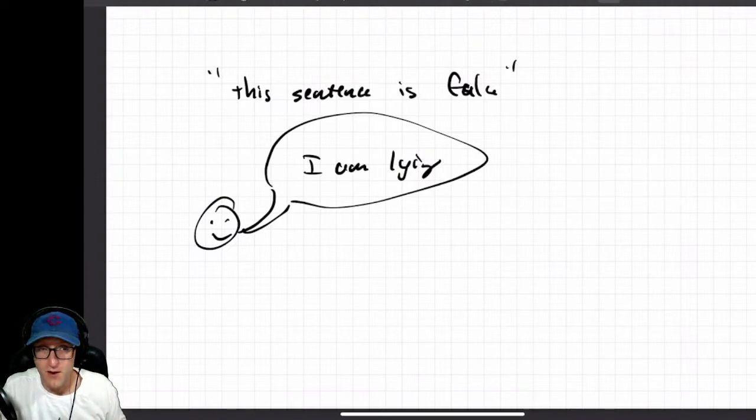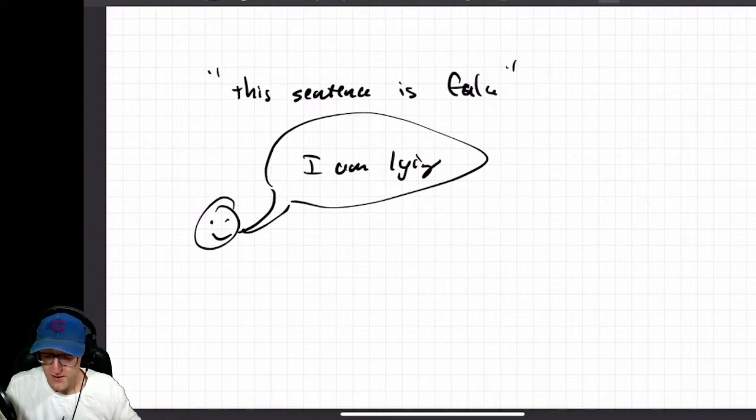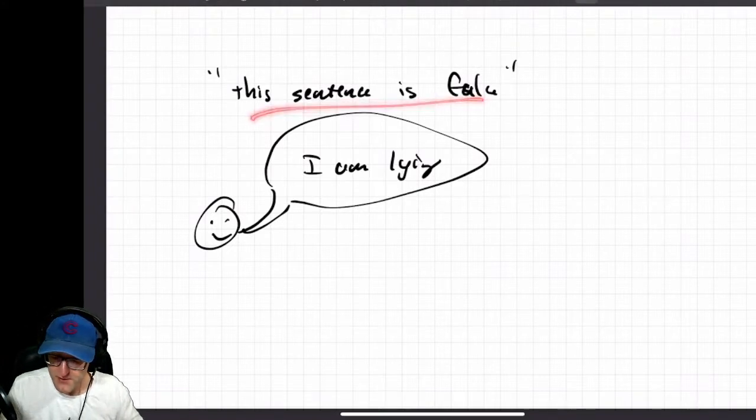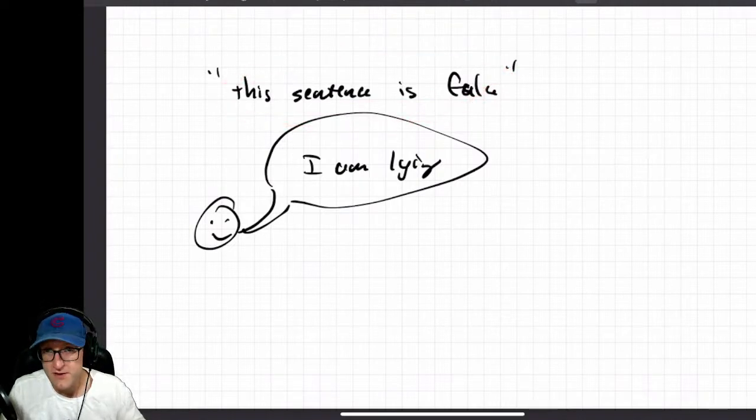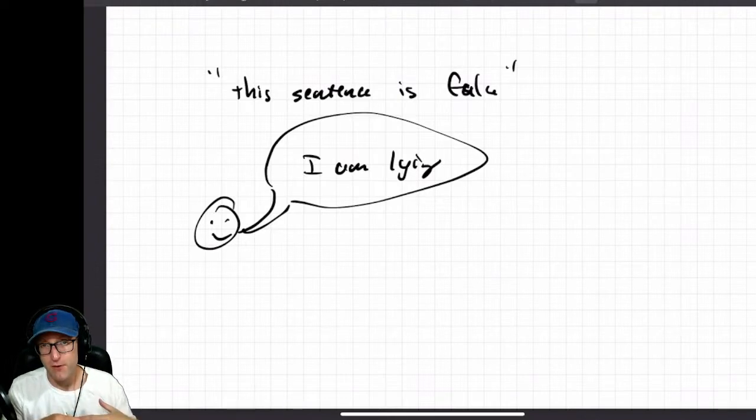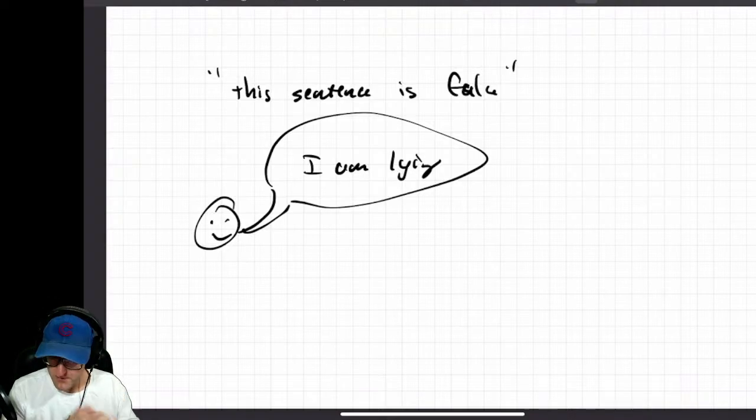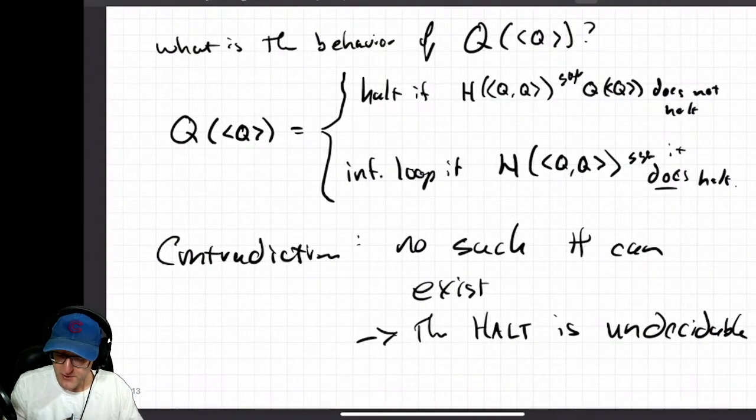I am lying. If I'm lying, then I'm not telling the truth, and so I'm not lying. Right? So it's a self-referential contradiction. This sentence is false means it's false, so therefore the sentence is false. Therefore the sentence is true. Right? It's the nature of the self-reference that trips you up here. Because we were able to do self-reference here when running a machine on itself, we can reach this contradiction.